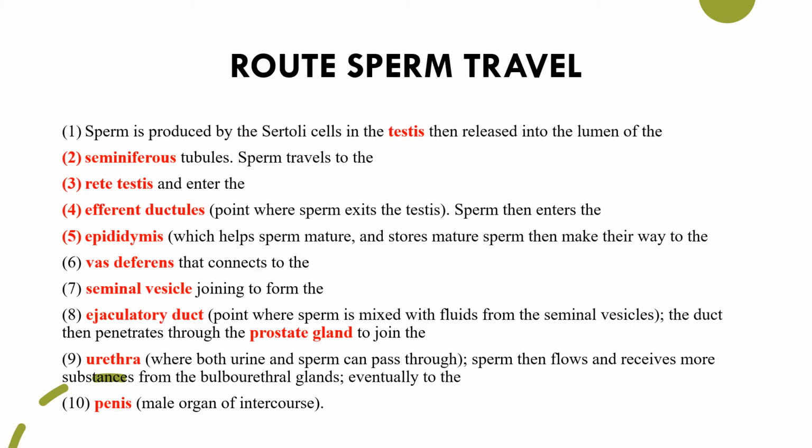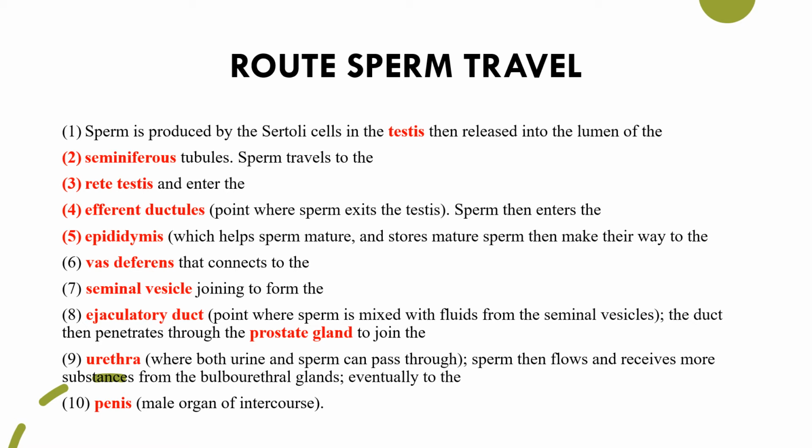So, the route sperm travels. The sperm is produced by the Sertoli cells in the testes, then released into the lumen of the seminiferous tubules, and then travels to the rete testis and enters the efferent ductules. This is the point where the sperm exits the testes, and then the sperm enters the epididymis. This is the site where the sperm mature and are stored.